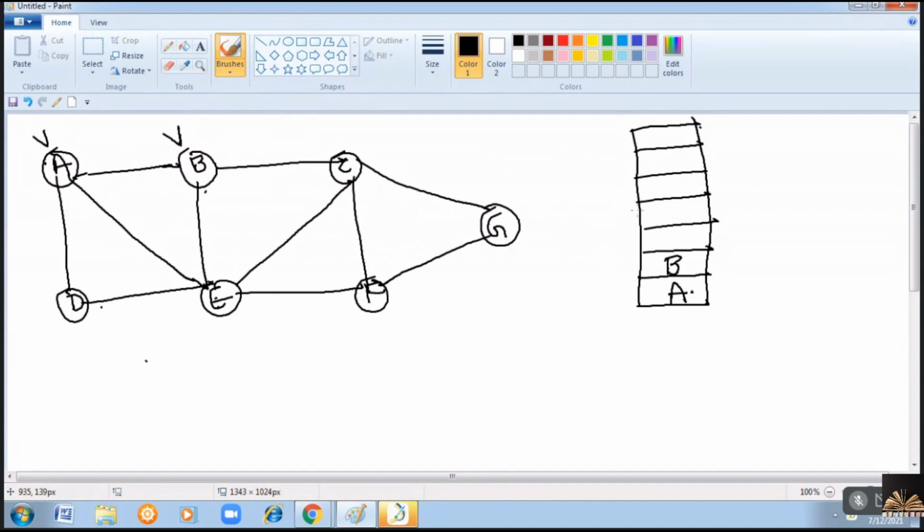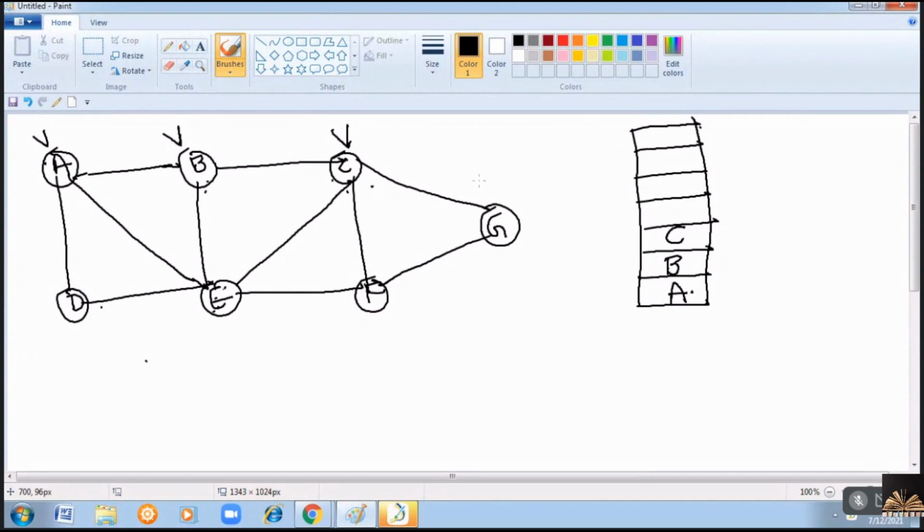Next, now you consider B, and whatever step you are doing has to be repeated until you find no vertex which is unvisited, right? Consider any one of the adjacent vertices of B. For B we have E and C which are adjacent, so you can consider any vertex. So let me consider C. Visit that vertex and push it into the stack. Now your top of the stack is C.